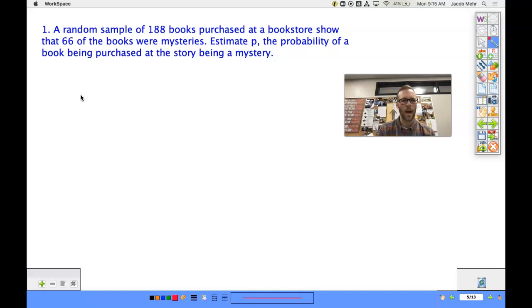Well, what is p hat? p hat is 66 out of 188. So p hat is about 0.35. So we're estimating that 35% of the books are mystery. Okay? This is our point estimate for p.